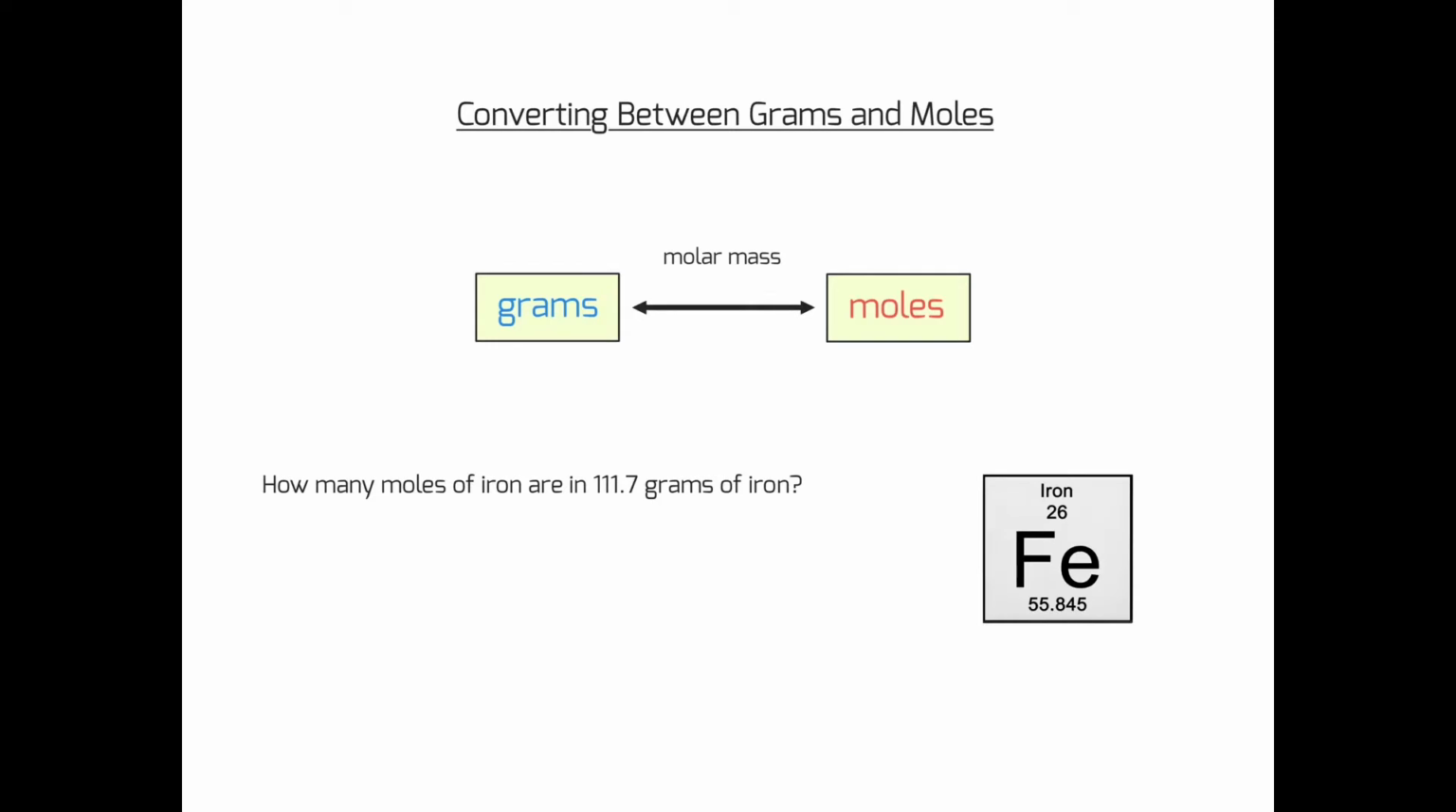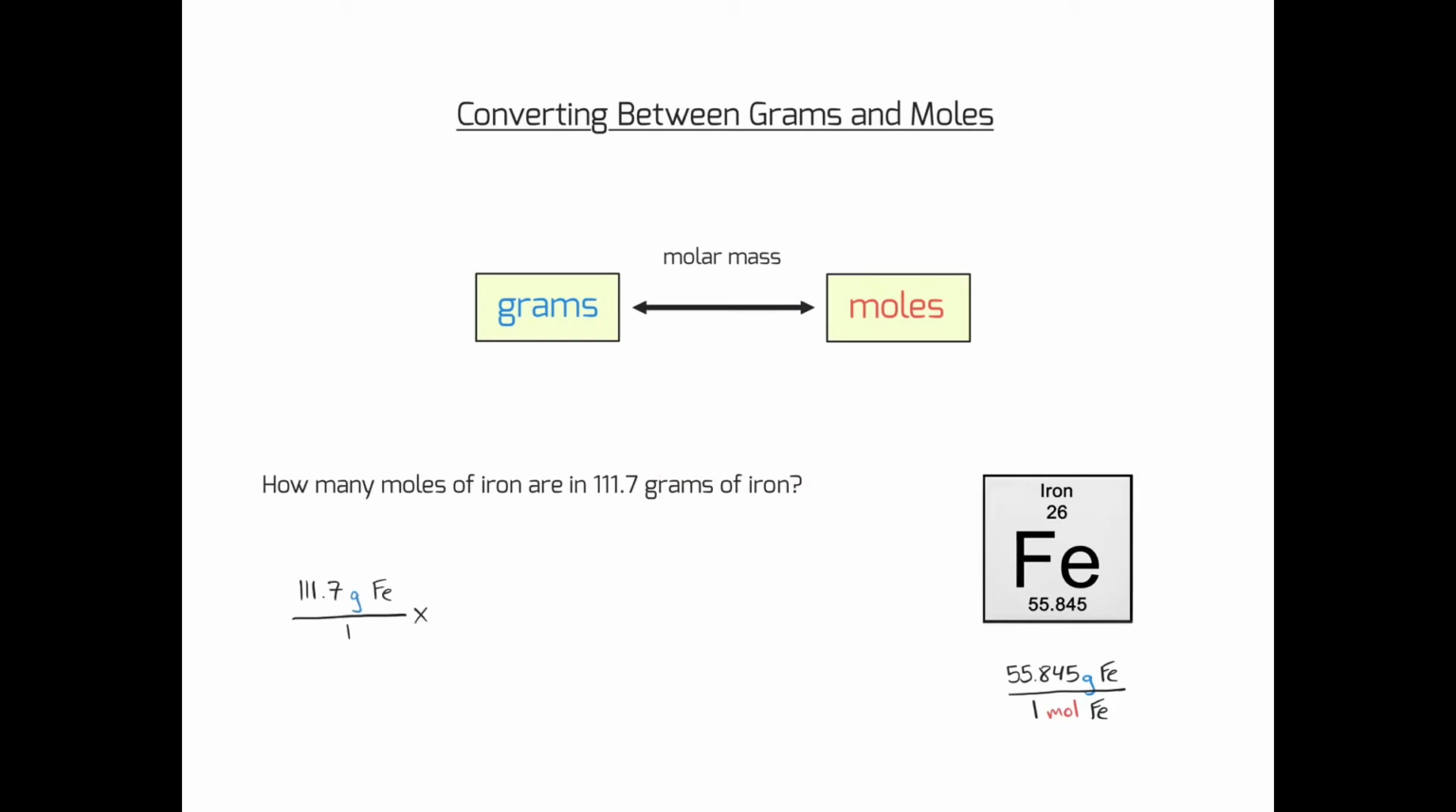And if we look at the periodic table, we see that the molar mass of iron is 55.845 grams per mole. So if we wanted to write that in fraction form, we could write it like this: 55.845 grams of iron per 1 mole of iron. So let's convert our 111.7 grams of iron to moles of iron.